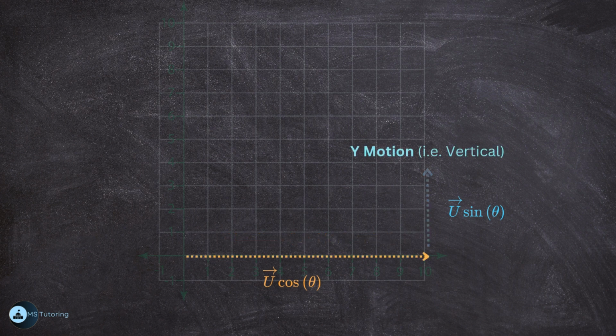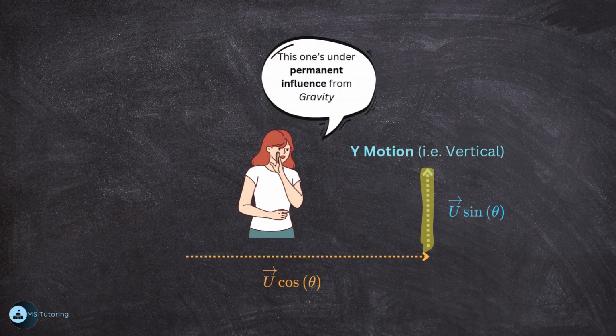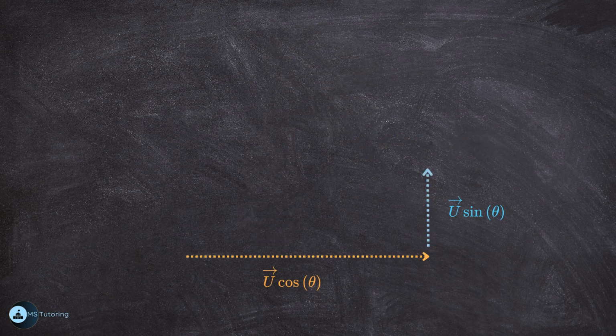We'd also see that the vertical component is always parallel to the y-axis and is therefore responsible for our up and down motion. This vertical component is particularly useful and interesting to us because it's the portion of the velocity that will be competing with gravity, but more on that later.